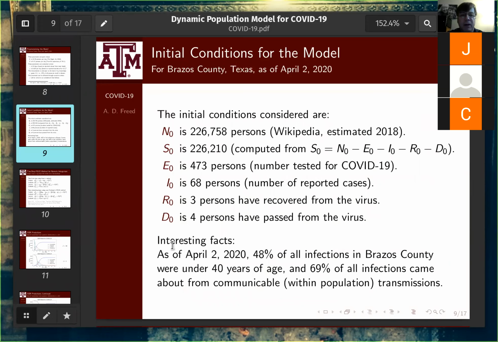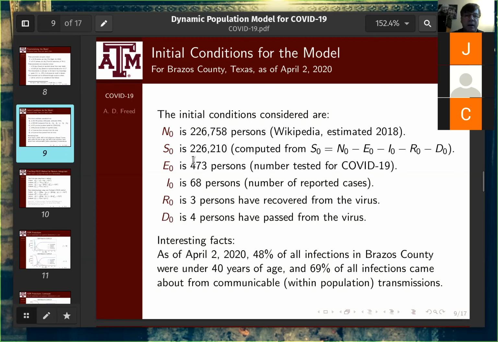So here are the initial conditions. These are differential equations. That means we have to have initial conditions for the differential equations. So these are the initial conditions that I used. The number of individuals living in Brazos County, I took from Wikipedia, which gave an estimated value for living in the county in 2018. And that's 226,000 plus.